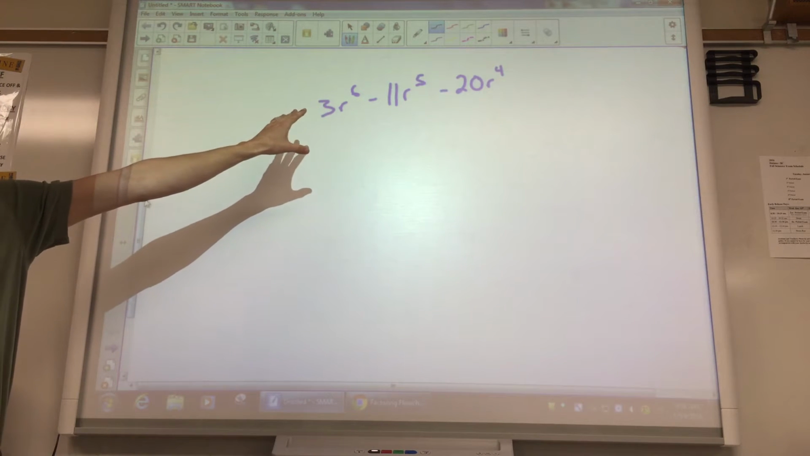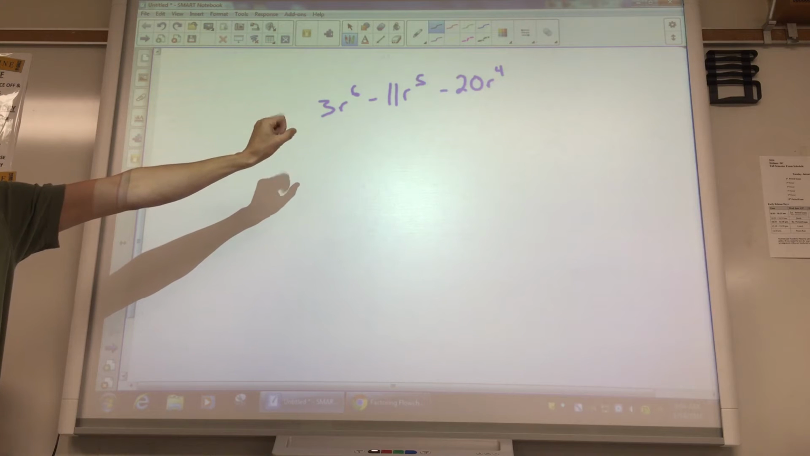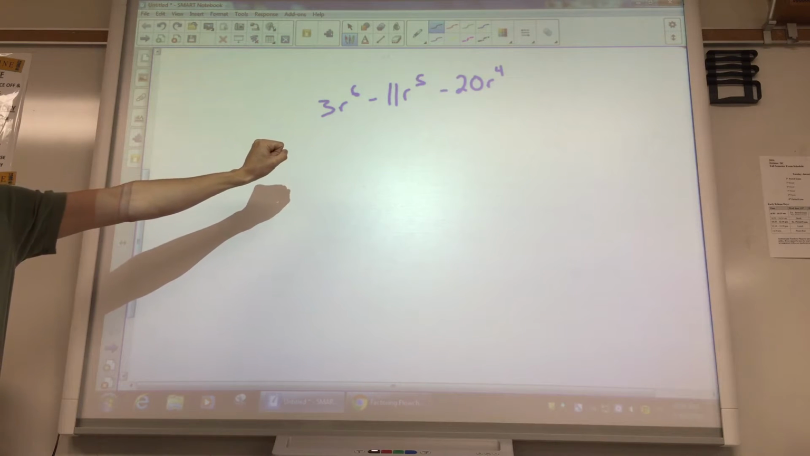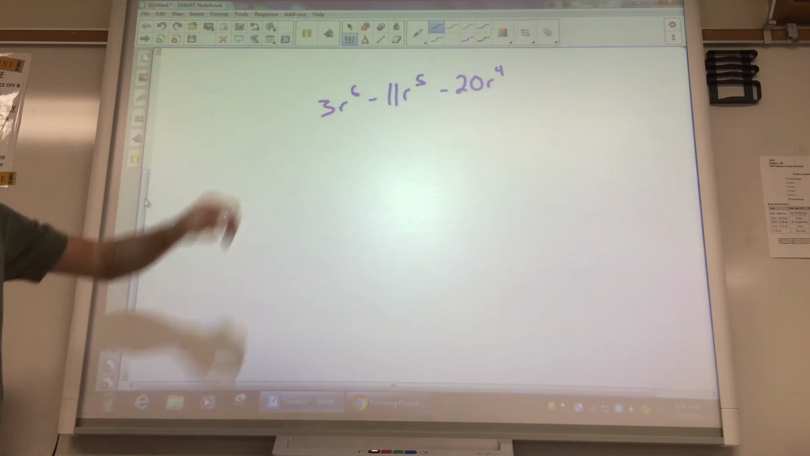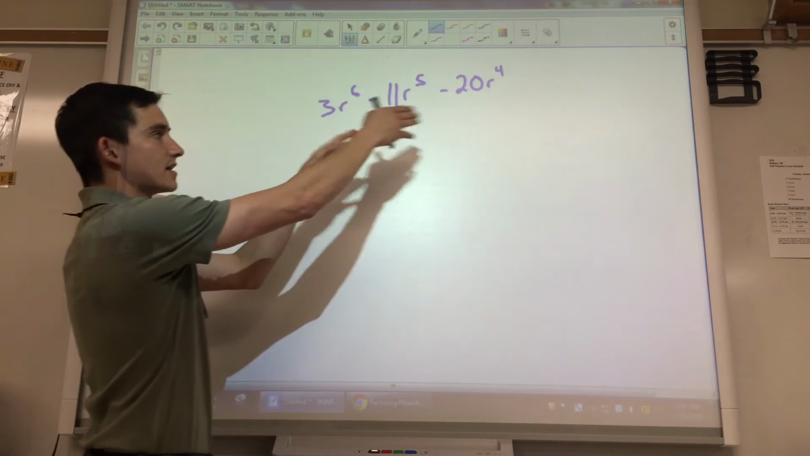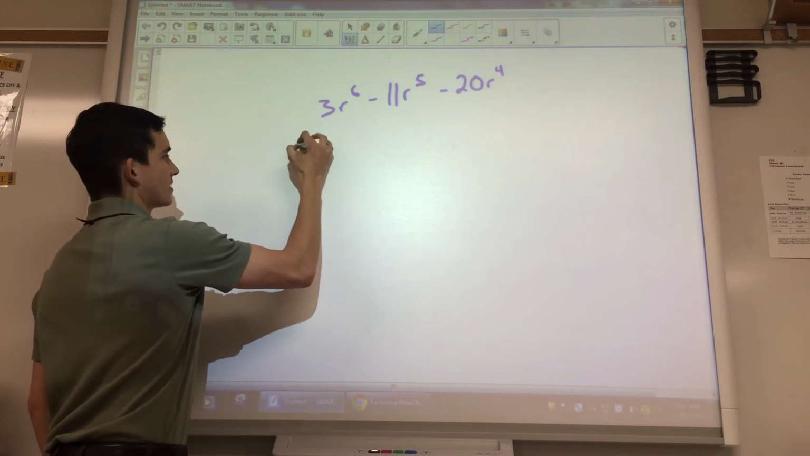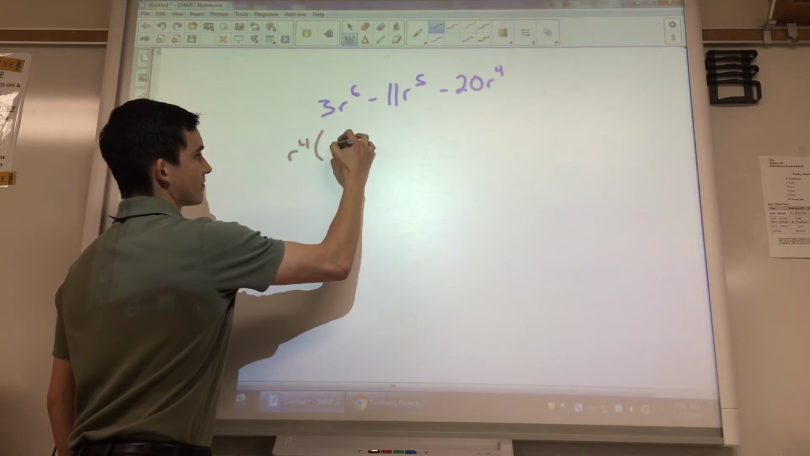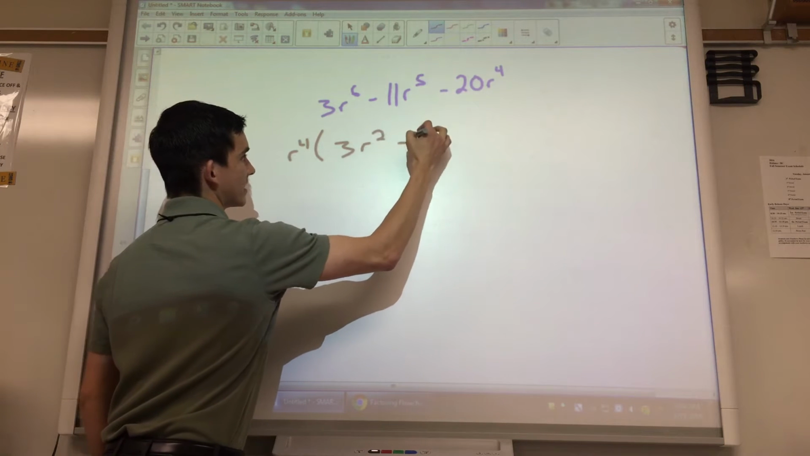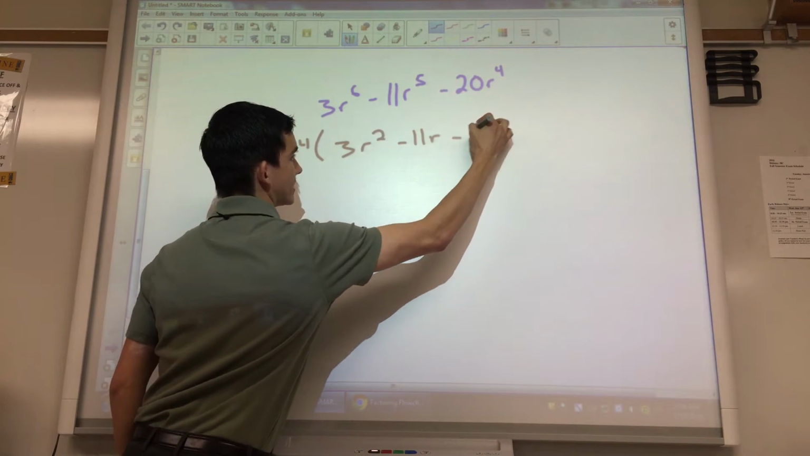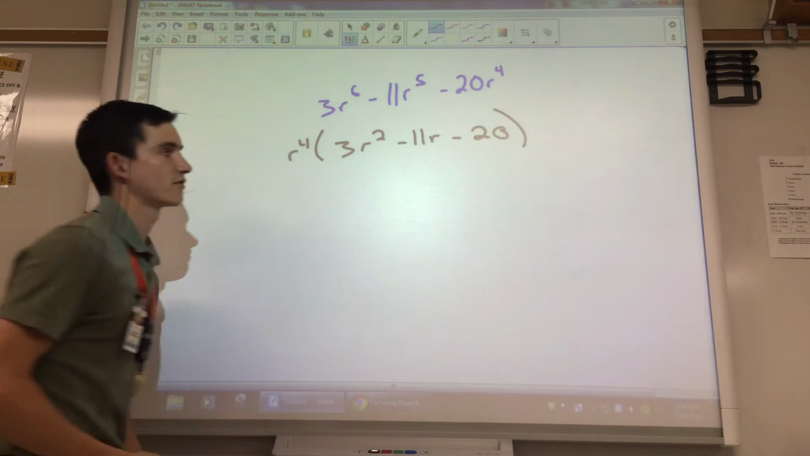So Jacob, what's the GCF here? Yeah, 4 R's. Okay. What about the numbers? 3, 11, 20, anything in common? Nope. Okay, so let's pull out R to the 4th power. So we're going to have 3R squared minus 11R minus 20, all left over. Everybody good with that?